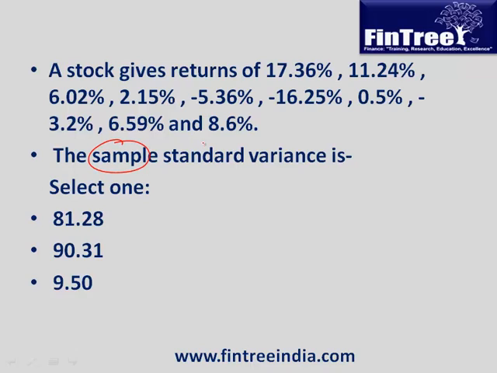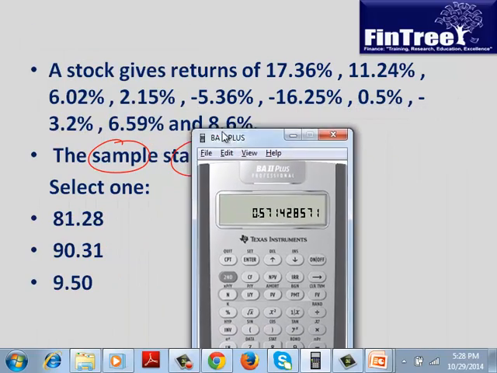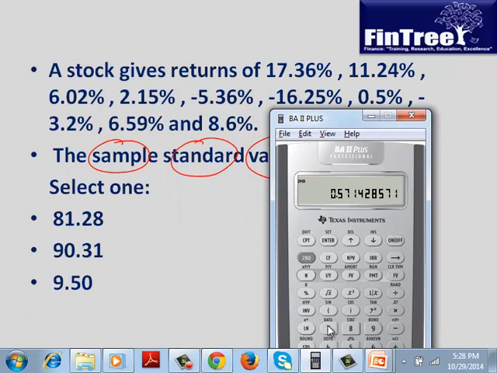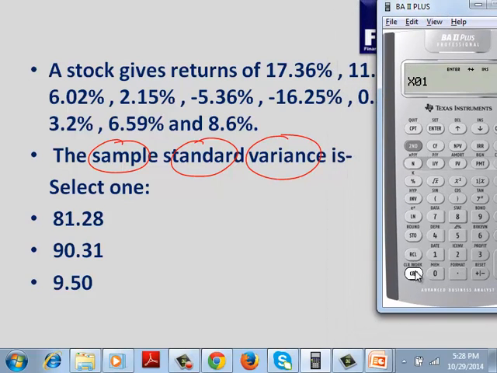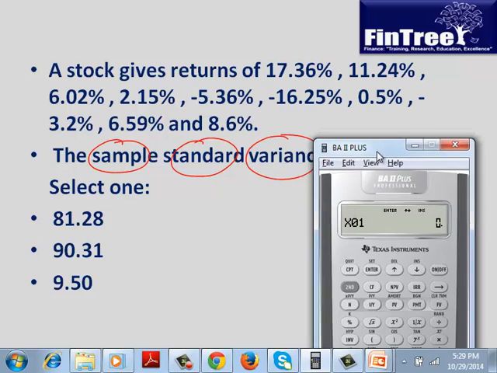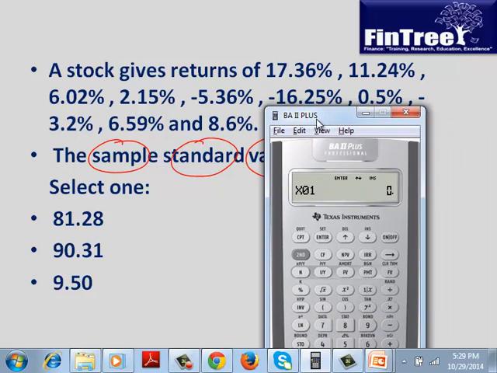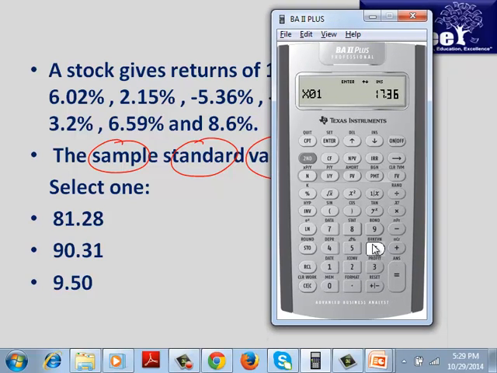Calculate sample standard variance simply by using the data and stat function of your calculator. So we have multiple value sets here. We just have to insert them into the calculator. Second 7 to insert the data function, and second and clear work to delete if there was anything saved. X1 would be 17.6, 17.36, enter.